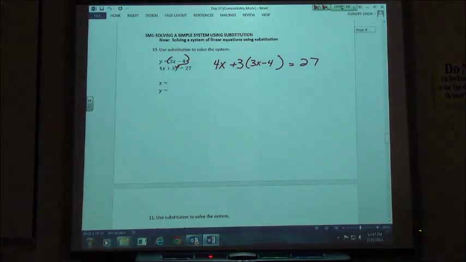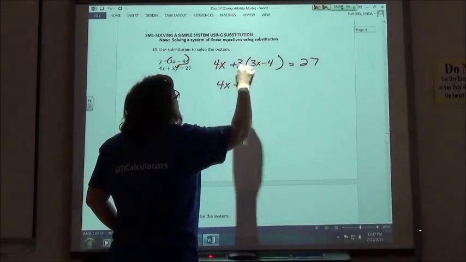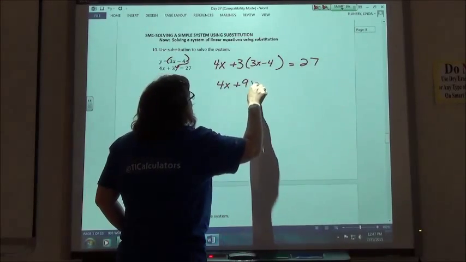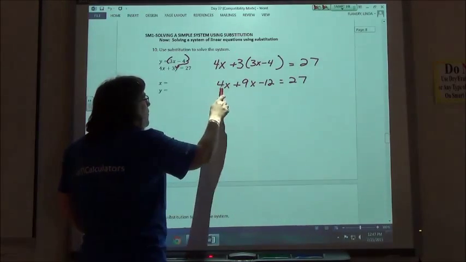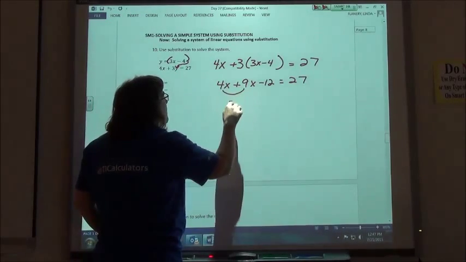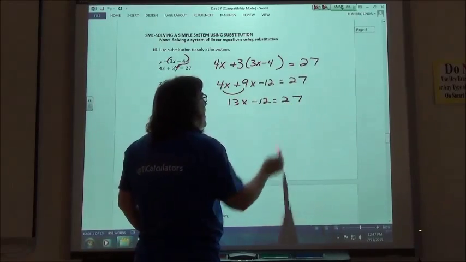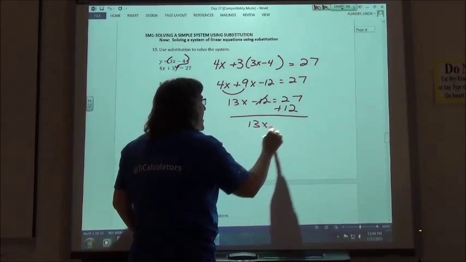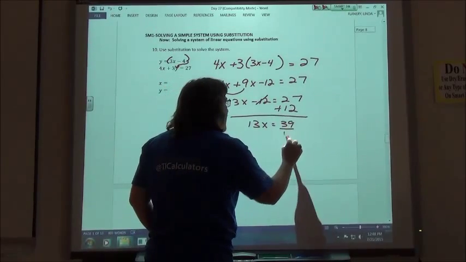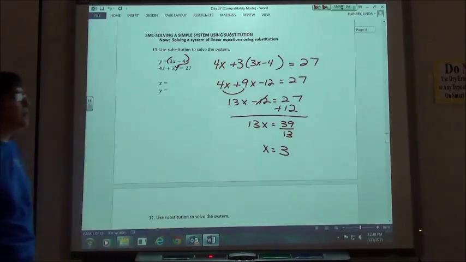Now I have an equation that just has one variable that I should be able to solve. So 4x plus, using my distributive property, 9x minus 12 equals 27. 4x plus 9x would give me 13x minus 12 equals 27. Adding my 12 to move it over, 13x equals 39, and dividing, x ends up being equal to 3.